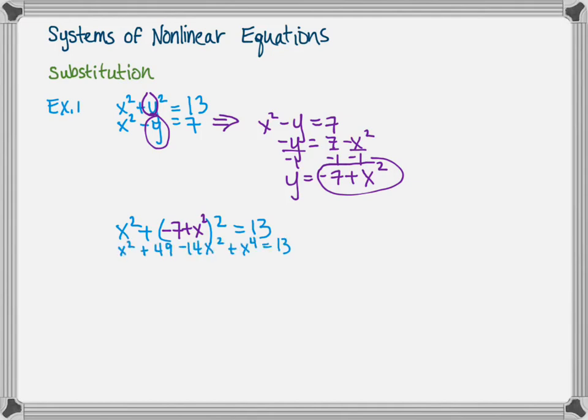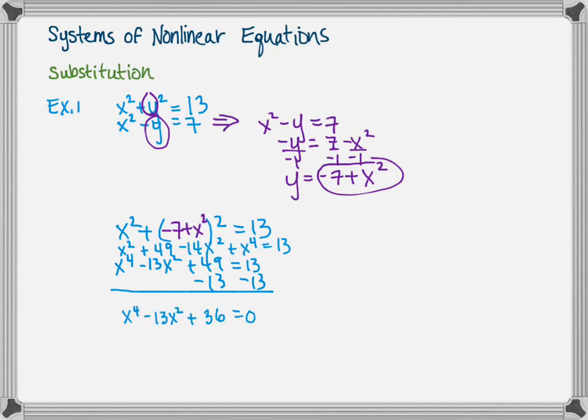This becomes x squared plus 49 minus 14x squared plus x to the fourth equals 13. Combining like terms and putting it in standard form, x to the fourth minus 13x squared plus 49 equals 13. Subtract 13 from both sides. x to the fourth minus 13x squared plus 36 equals 0.